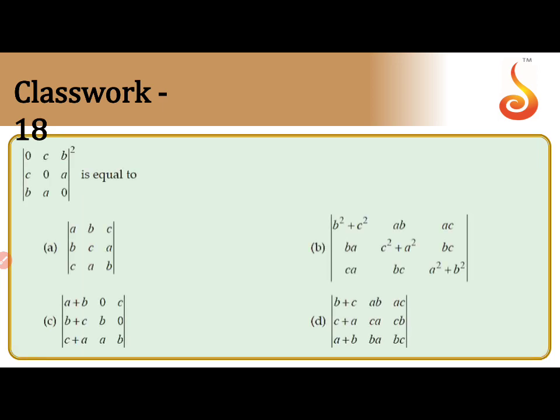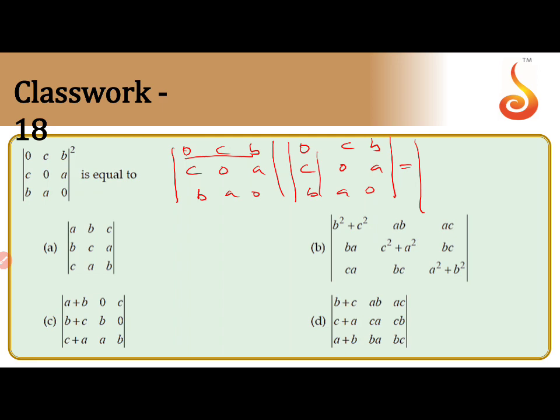Next one. For the value of the square of the determinant, just normal multiplication you can do, and you will get the answer. The matrix is 0 C B, C 0 A, B A 0, into the same. If you multiply row with column, 0 plus C square plus B square means B square plus C square. Which option is there? Only option B, that is the answer. If you want to check the other options also, you can.